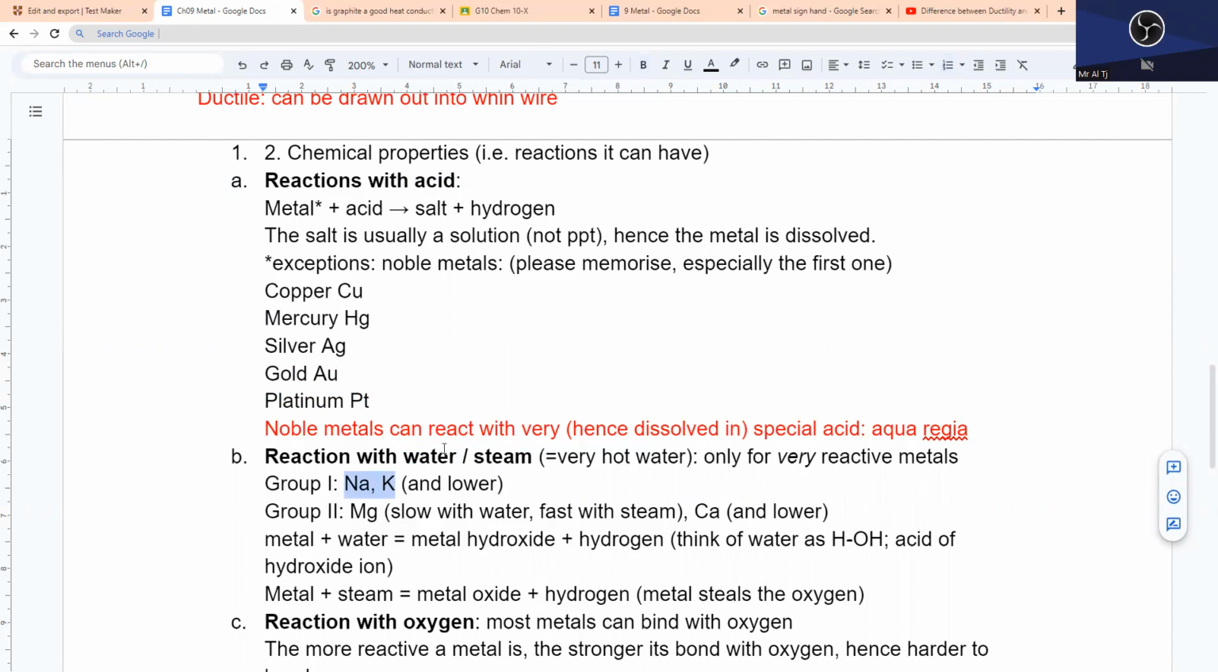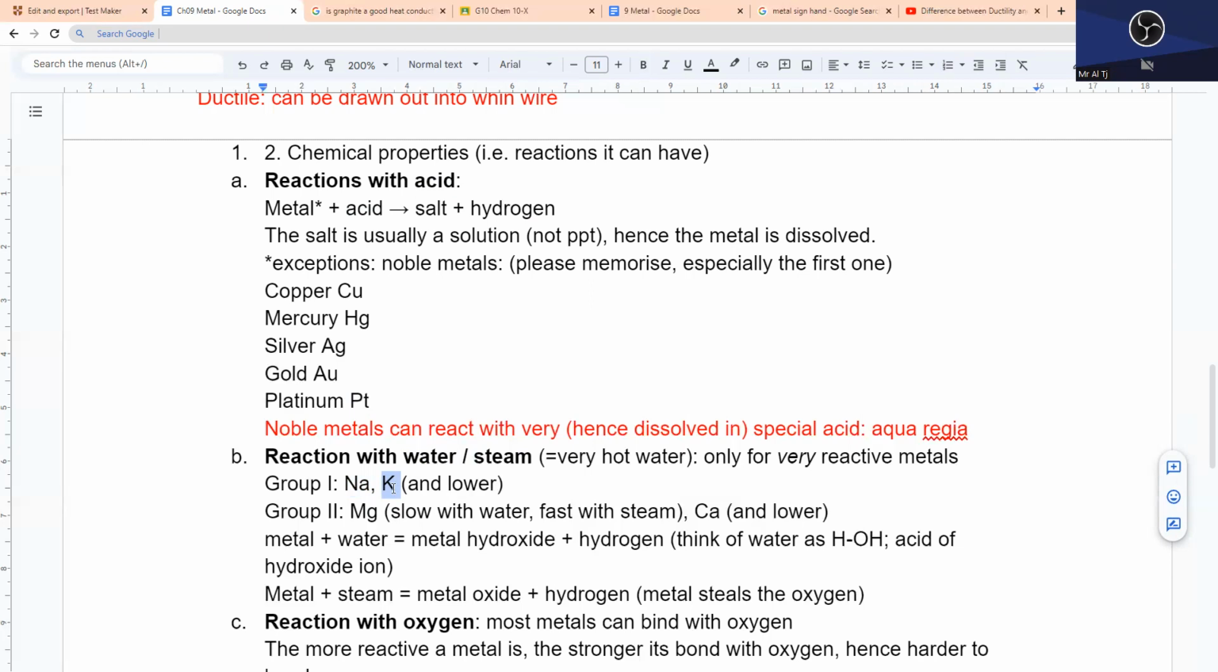The group here, they're going to react with water, but the speed is going to increase as we go lower in the group. So sodium, they're going to react fast, and potassium even faster. You can see some videos on YouTube about reactions with elements even lower than sodium in group 1 of the periodic table. Just to know, they're dangerous.